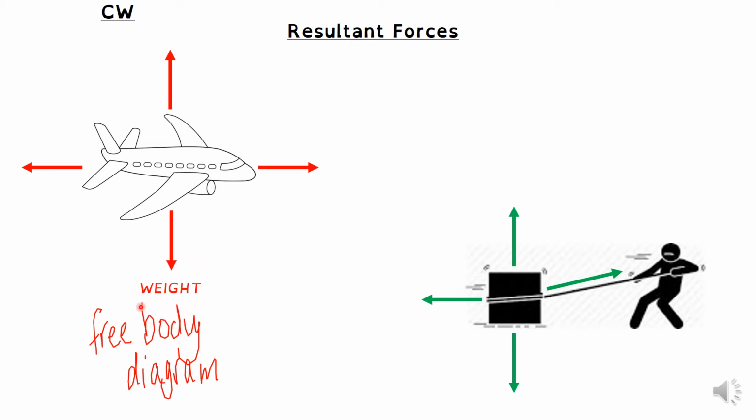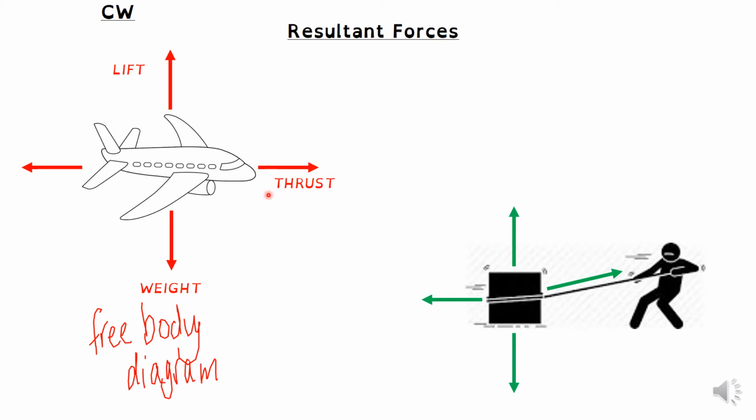On the plane here, we have acting downwards the weight. Now remember, that is the effect of gravity on the mass of the plane, pulling that plane down. So it's a downwards force. Acting opposite to that, we have lift. Now, if the plane is travelling at a constant height and not going up and not going down, then those two forces will be balanced, and we're going to be looking at that today.